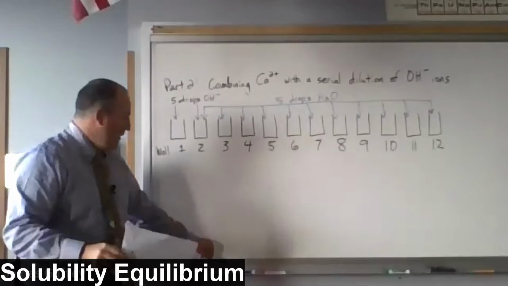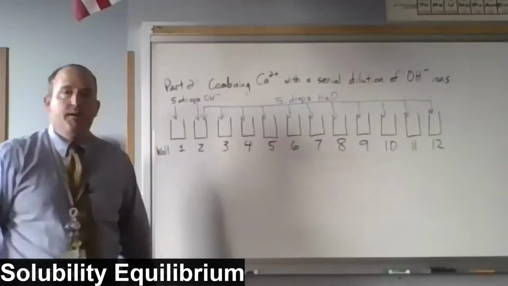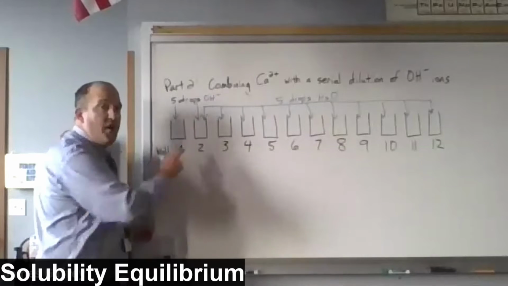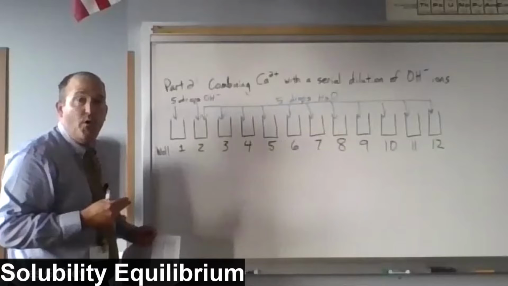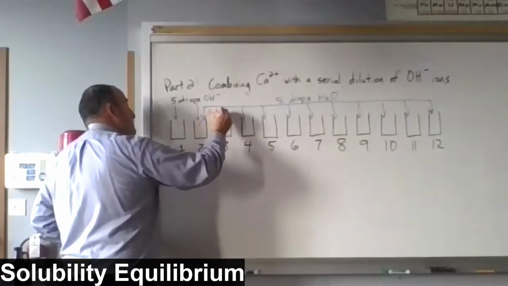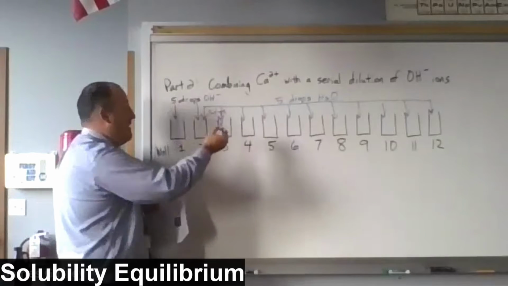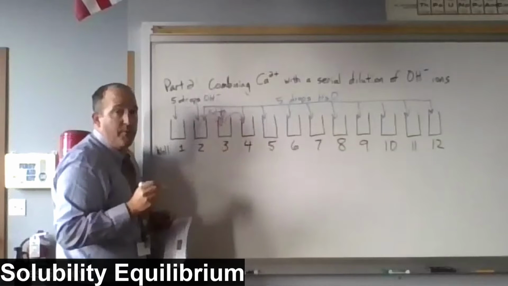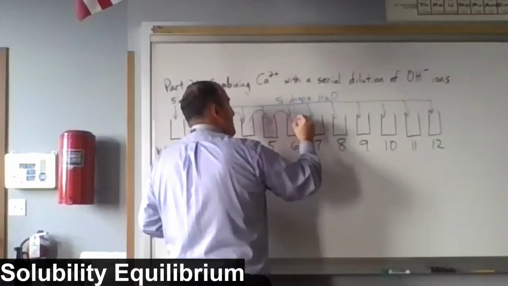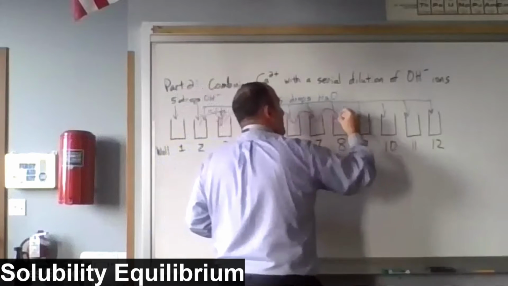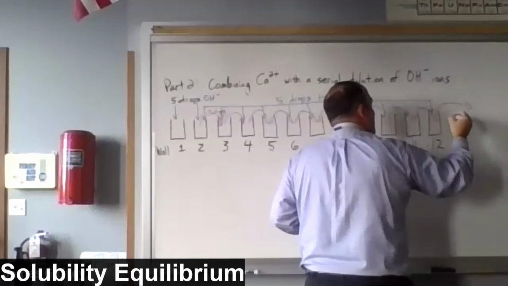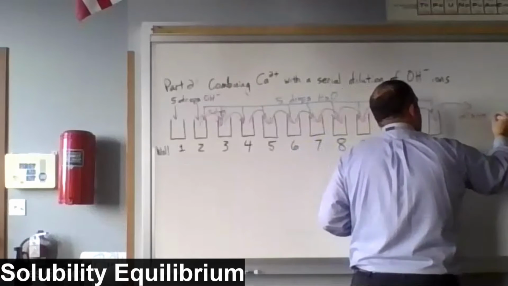And then remember, each well has a maximum capacity of about 10 drops. So if in well 2, we've got 5 drops of the hydroxide solution and 5 drops of water, that means we've got to mix and transfer 5 drops into well 3. And then mix the contents of well 3 and transfer 5 drops to well 4. Mix well 4, transfer 5 drops to 5. Mix and transfer, all the way down the line. And then, just like our last serial dilution, after well 12, we're going to discard 5 drops.